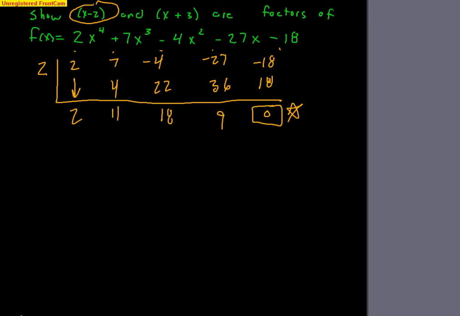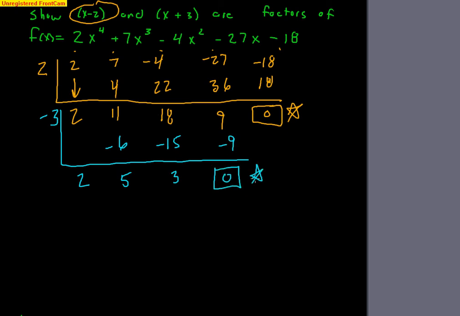All right, but I think there's another factor, so I'm going to carry on with my synthetic division using what's left over. This time, I'm going to use negative 3, because negative 3 is my other zero. So drop down the 2, negative 6. Add that, I get 5. Negative 3 times 5 is negative 15. Add that, I get 3. Multiply, I get negative 9. And once again, as we knew would happen, I got another remainder of 0.